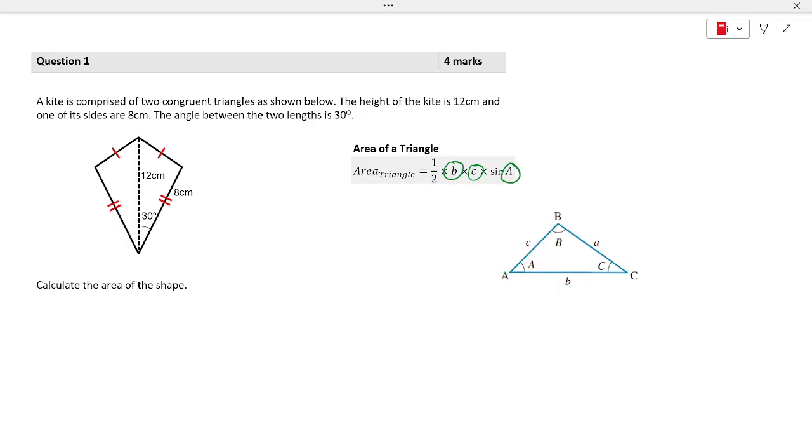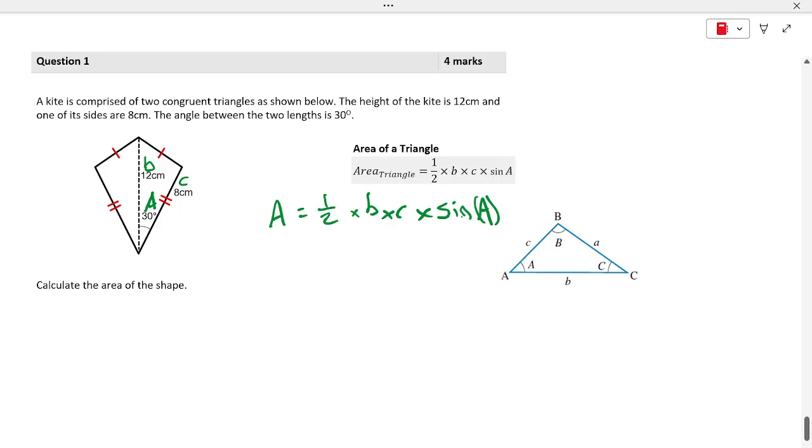So let's label some of these sides so we know what's what. So we know that this is angle A, and our 12 and our 8, it doesn't actually matter which one's which. We're just going to label them B and C. Okay, at the end of the day, we're just multiplying them together, so it doesn't matter which order they're in. So we can substitute into our formula. So the area is equal to half times B times C times sine of A.